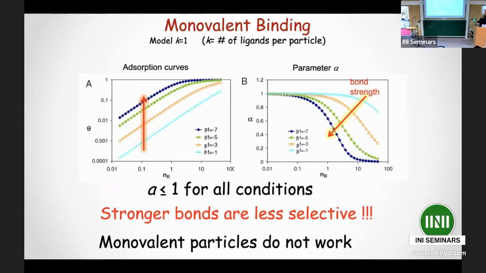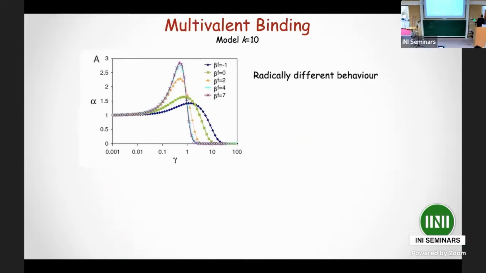If you want a more responsive system, you have to go to multivalent. So each particle has to be able to make more bonds with the surface. And so here is now a model with 10, where K is the number of ligands on each particle. You see in the case of 10, this is the very strong binding case, the selectivity is still not great, but if you then go to weaker and weaker binding, you get a more and more selective response.